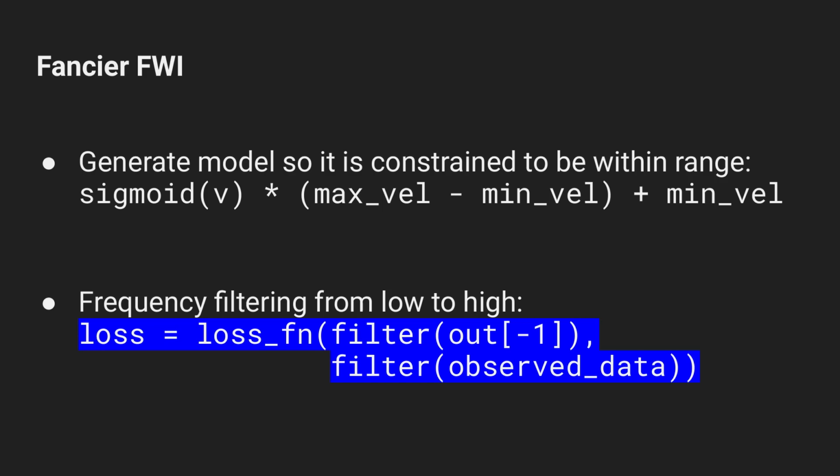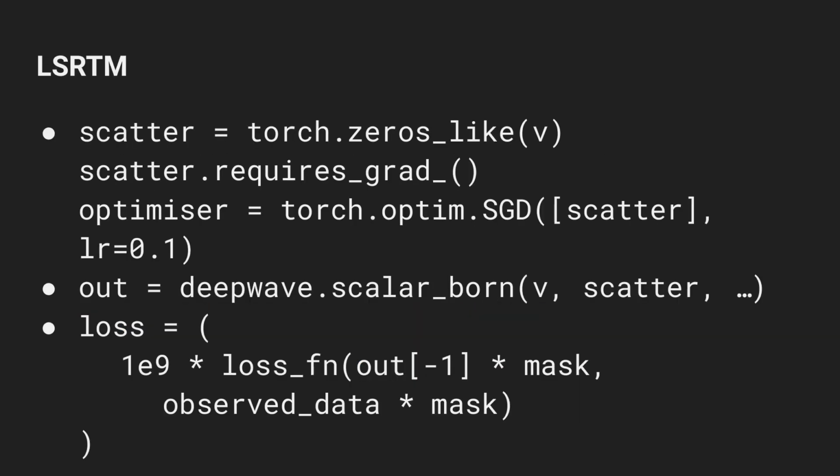PyTorch will need to backpropagate through these filtering functions, but it seems to work well. Next, we'll look at using the Born propagator to perform imaging or migration with LSRTM.